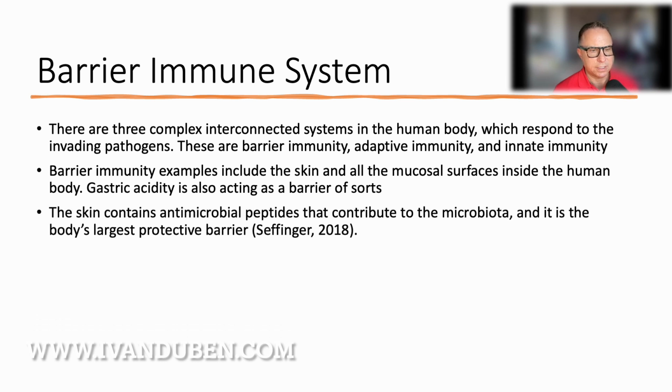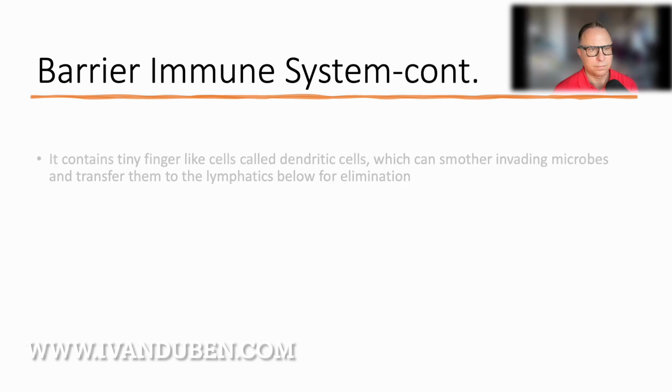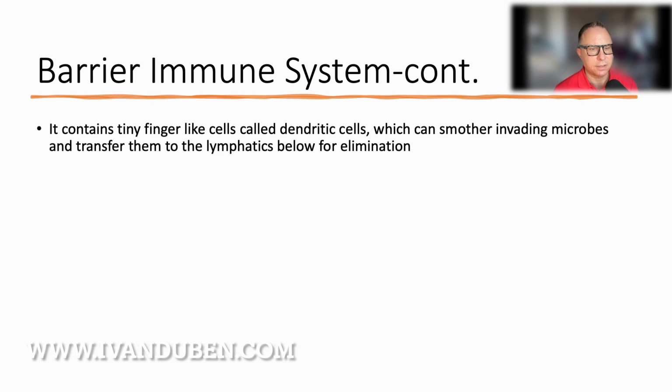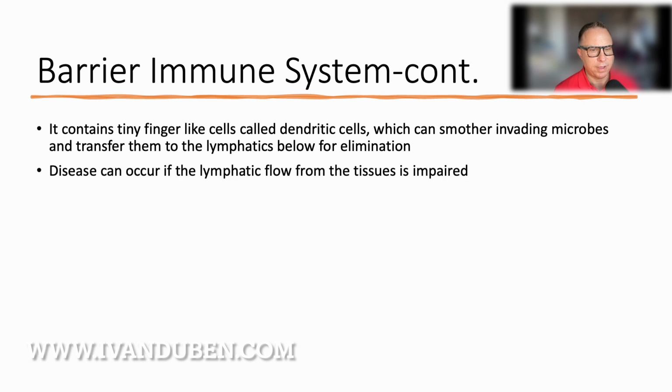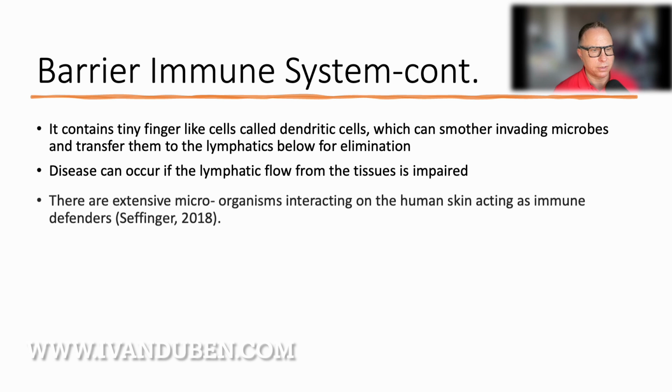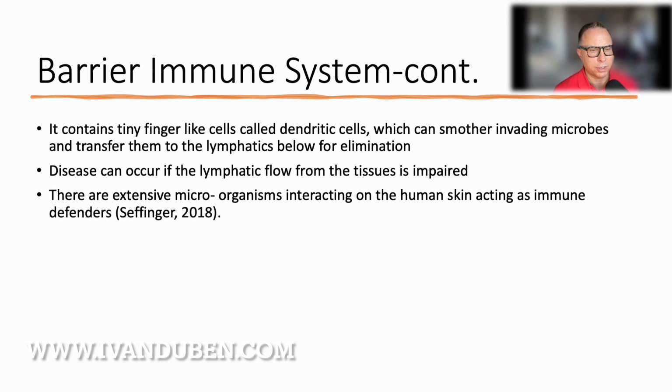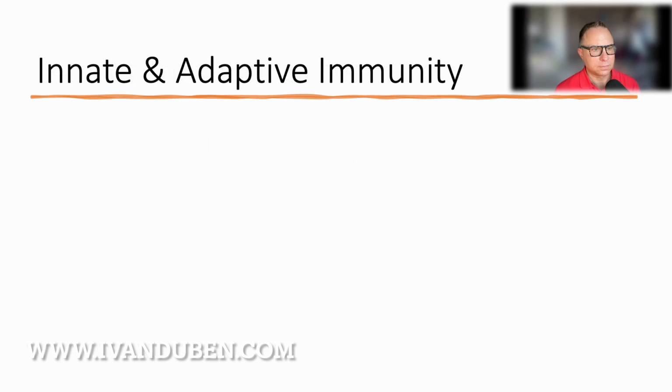The skin contains antimicrobial peptides that contribute to the microbiota, and it is the body's largest protective barrier. The skin contains tiny finger-like cells called dendritic cells, which can smother invading microbes and transfer them to the lymphatics below for elimination. Disease can occur if the lymphatic flow from the tissues is impaired. There are extensive microorganisms interacting on the human skin, acting as immune defenders.